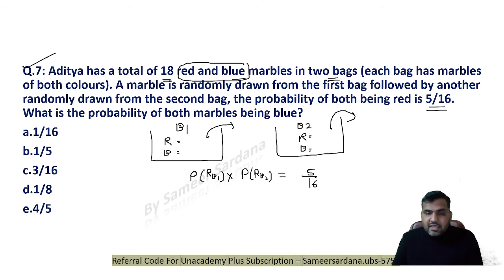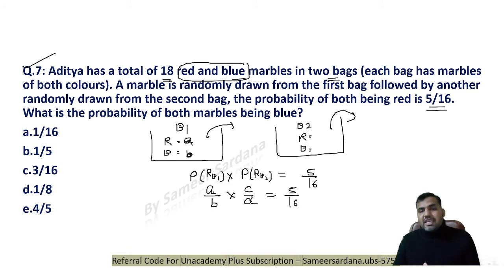So we know that there is one fraction. Let's say the probability of drawing a red ball from bag 1 is a upon b, and the probability of drawing a red ball from bag 2 is c upon d, and this product is given to me as 5 by 16. Now we know that a, b, c and d are all integers. The only possibility is that you have a 5 in the numerator, right? If there is any cancellation factor, it has to be a multiple of 5, right?